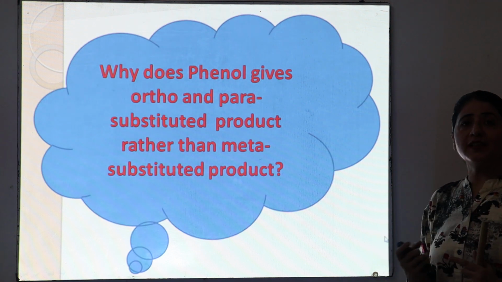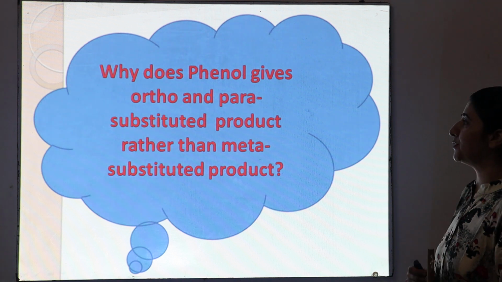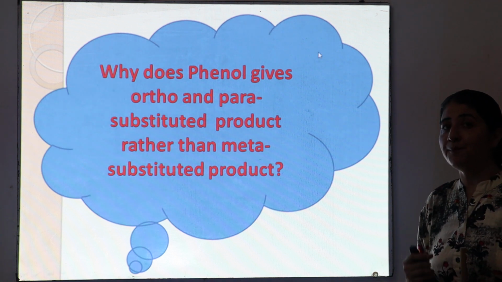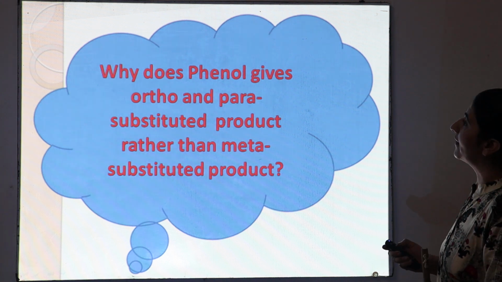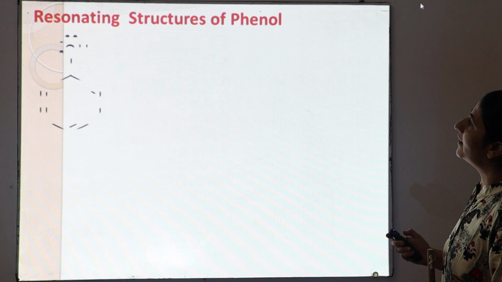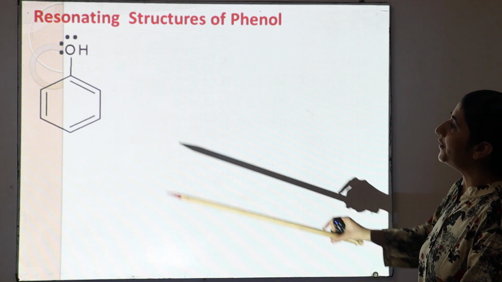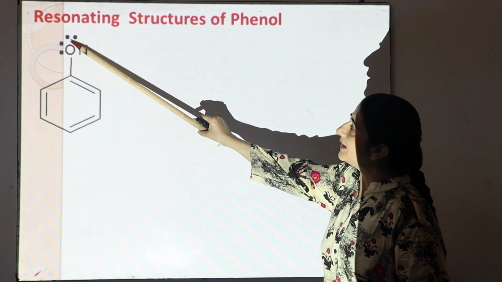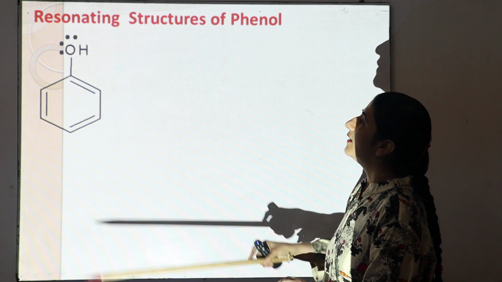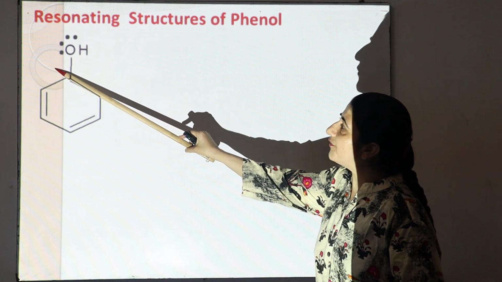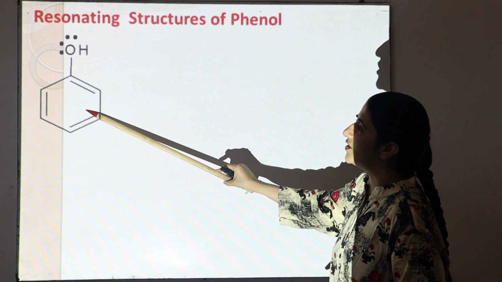The next question is, why does phenol give ortho and para substituted product rather than meta substituted product? This is explained with the help of resonance. We have different resonating structures of phenol, in which the oxygen contains a lone pair. Due to the presence of this lone pair, there is a shifting of the lone pair with respect to the pi bond in the benzene ring.